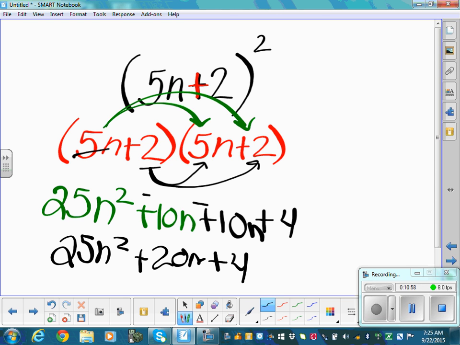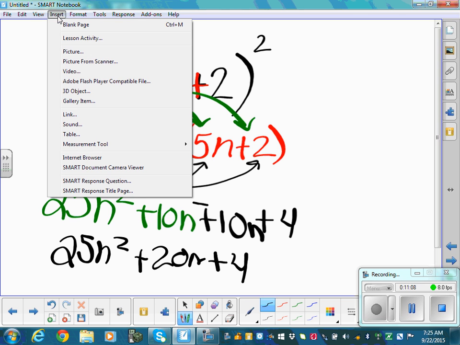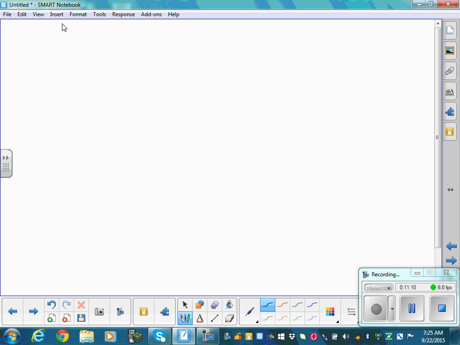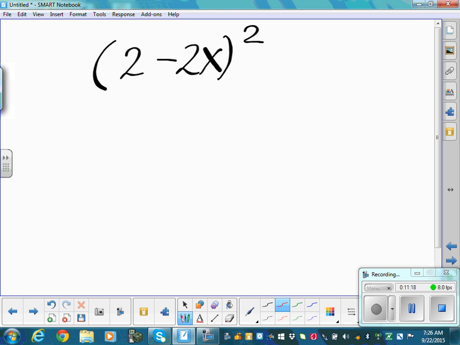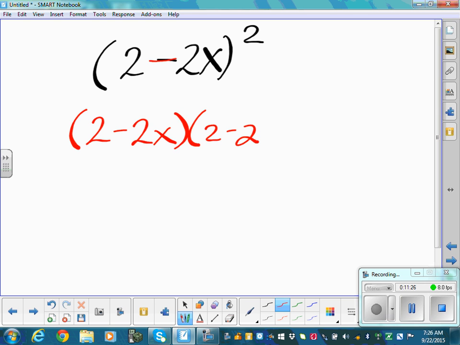One more problem with standard form. Let's say that it was backwards, like 2 minus 2x squared. Can we just square that? No, because of the subtraction sign. That'd be breaking the forbidden rule. So 2 minus 2x times 2 minus 2x.